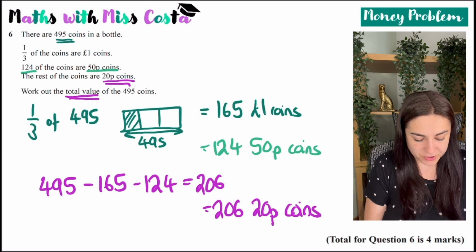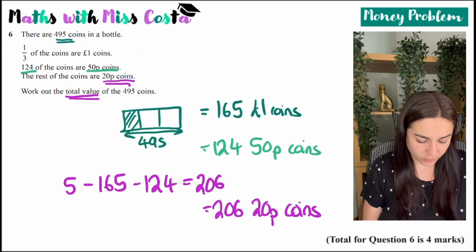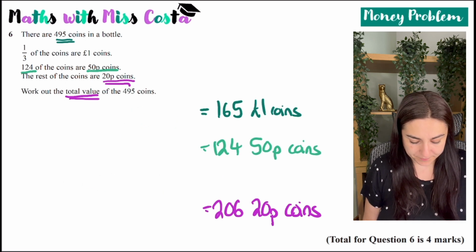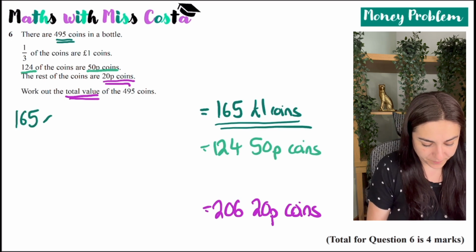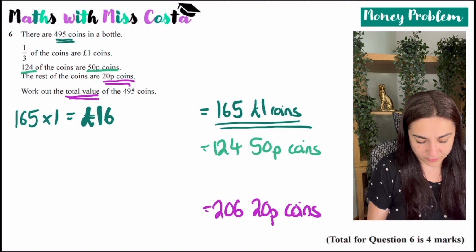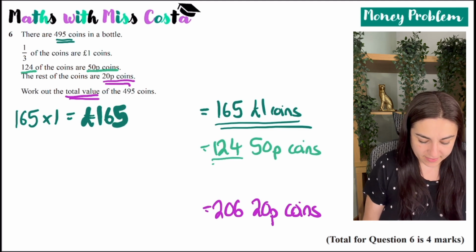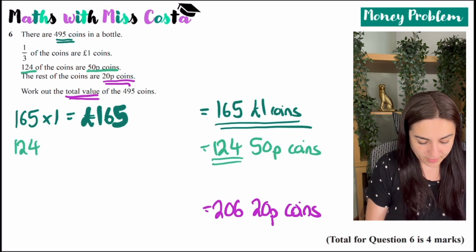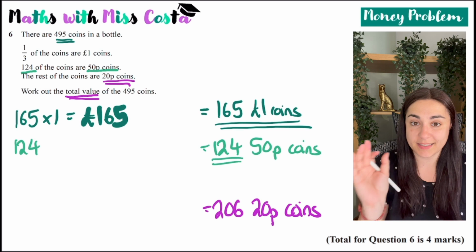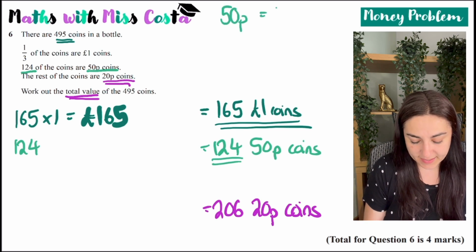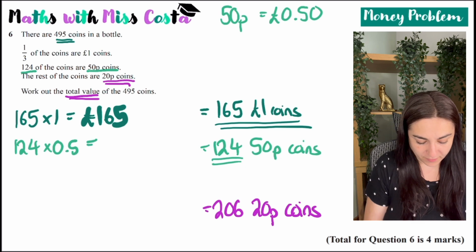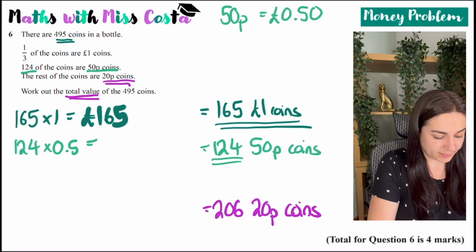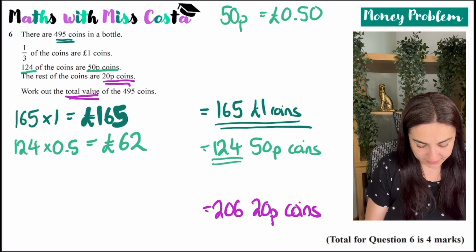Now I need to work out the total value of the 495 coins. So let's have a go at doing that. I know that there's 165 £1 coins. So 165 times 1 gives me £165. Then I know that there's 124 50p coins. If you want to turn it into money straight away, 50p is the same as £0.5. So I could do 124 times 0.5, which gives me £62.